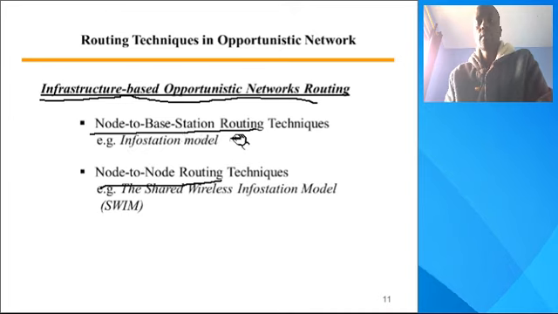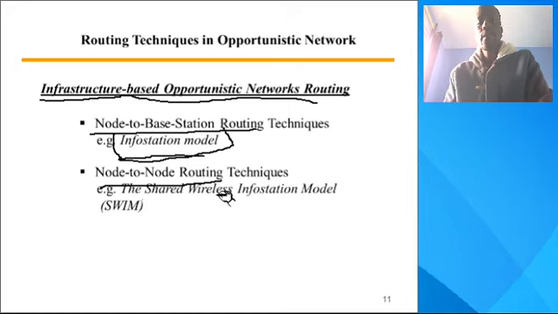Node to base station routing techniques allow communication to happen only between a node and a base station. In other words, you cannot have two nodes talking together directly. Node-to-node routing techniques allow communication to happen between nodes, so in this case, the communication doesn't need to go through a base station. An example of a model using this is the infostation protocol, or the infostation model, which is used in providing high-speed internet connectivity in disconnected areas. I have detailed the way it works and everything about this protocol in my report. So the infostation model uses the node to base station routing technique.